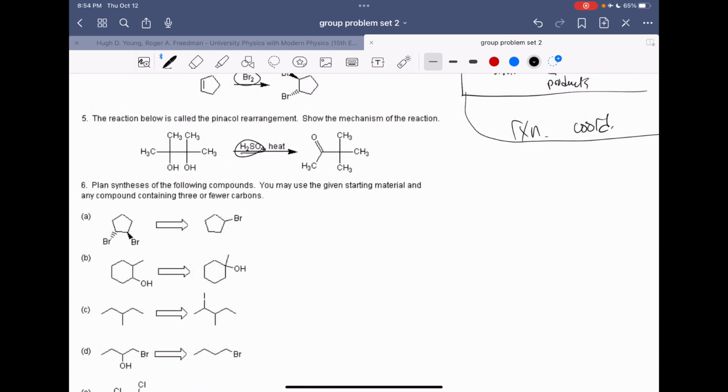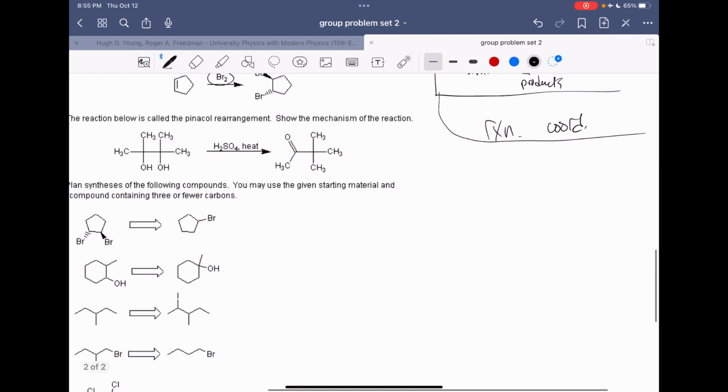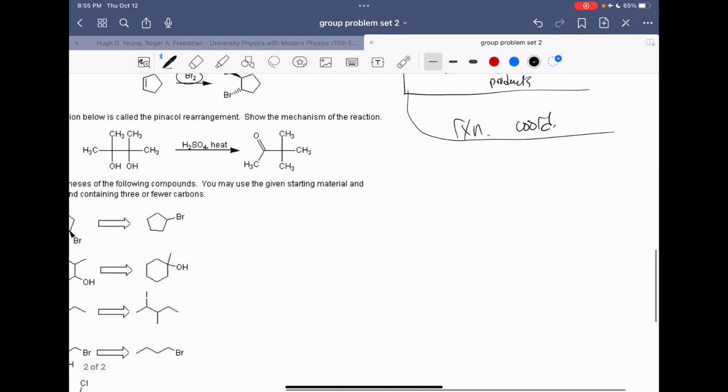Question 5, the reaction below is called the pinacol rearrangement. Show the mechanism of the reaction. This isn't one we did in class, or we did in my class, but my professor said it was fair game because all the steps are stuff that we've done before. So, yeah, we'll start. Forgive me, I'll just rewrite everything.